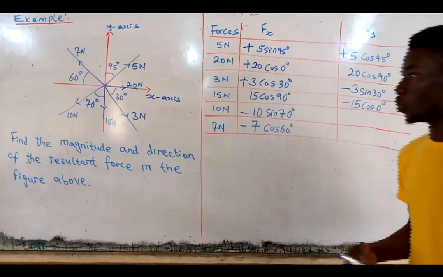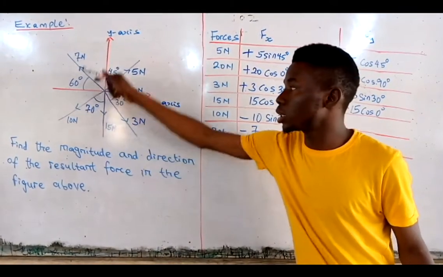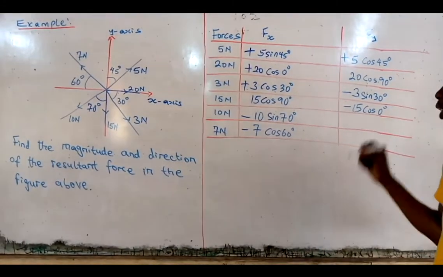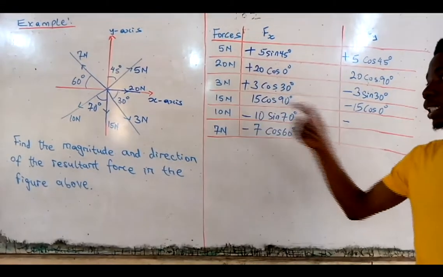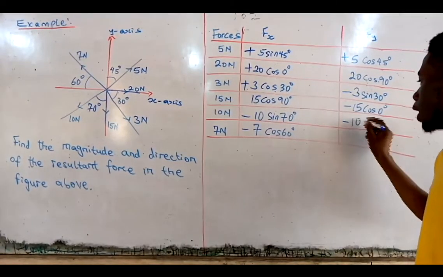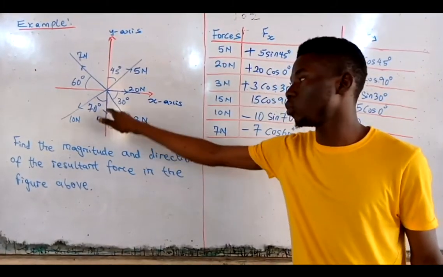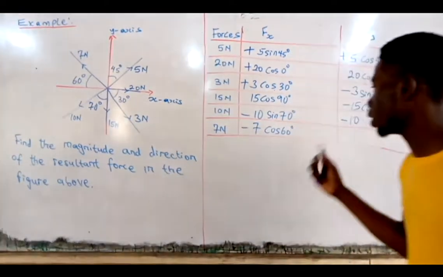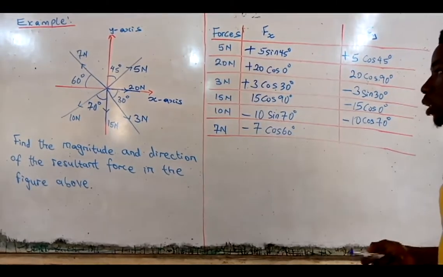The next force is the 10 Newton force. It is also found below. This implies that it is going to have a negative sign for the y-axis as well, just like it has in the case of the x-axis. Followed by the magnitude, which is 10. Then, the angle 70 degrees is made with the y-axis, which implies that I am going to use cos 70 degrees.